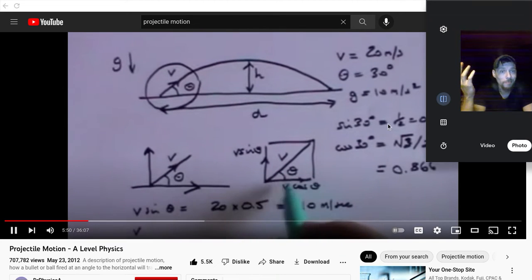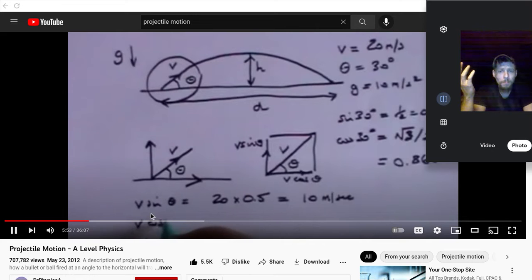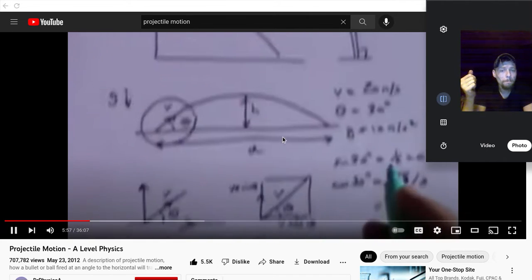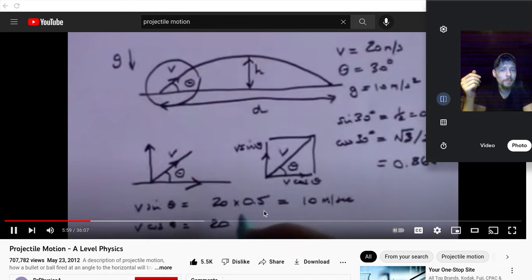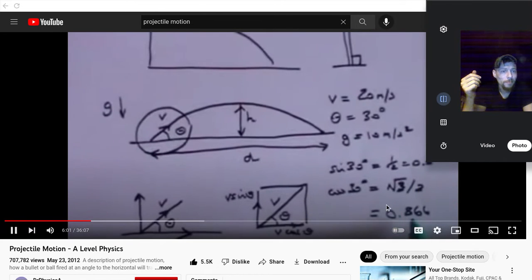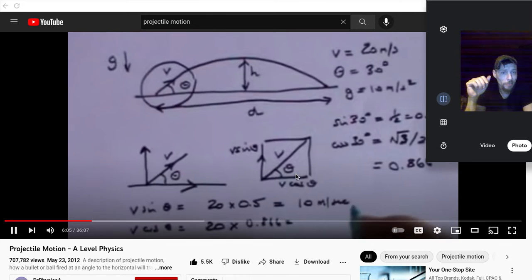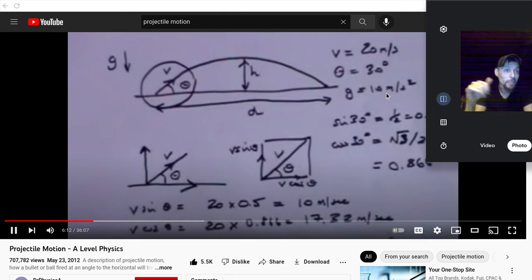The horizontal velocity is V cosine theta, which is going to be V, which we said is 20 meters per second, times the cosine of theta, which is 0.866. All right, well that checks out. All right, so far so good. And that comes to 17.32 meters per second.